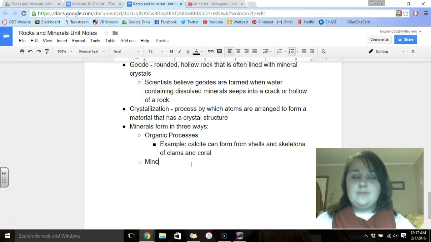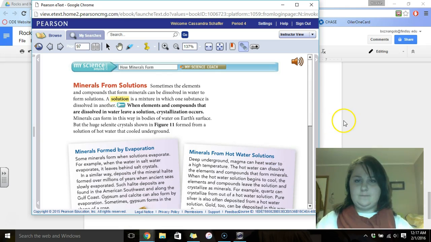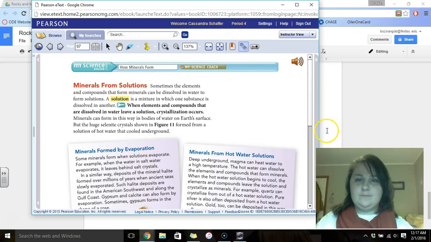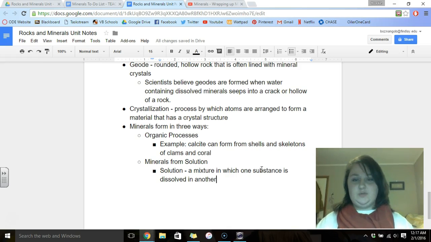So we'll put minerals from solution. And then underneath that, we'll put a solution is a mixture in which one substance is dissolved in another.